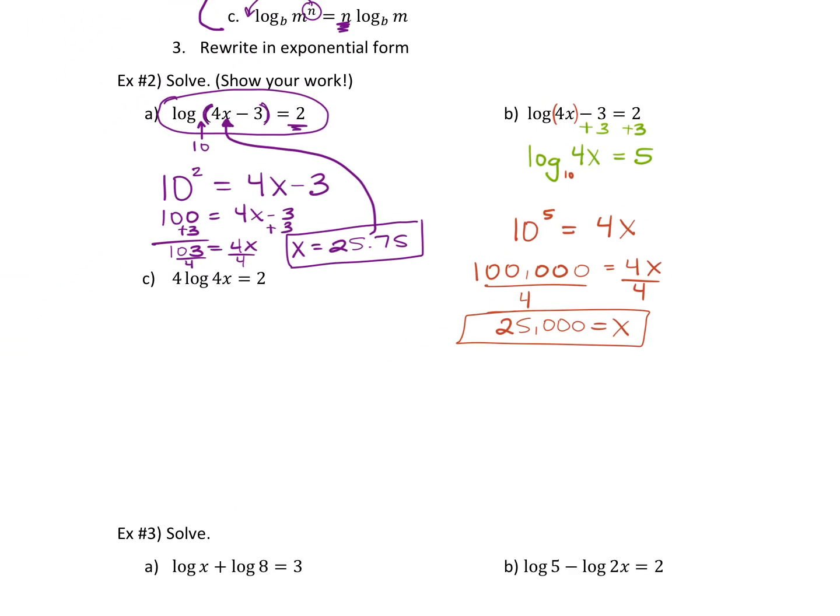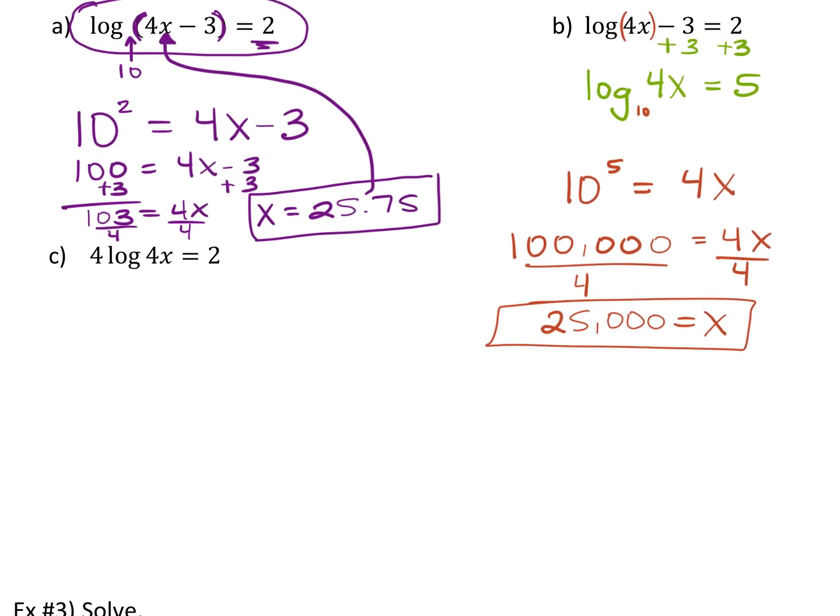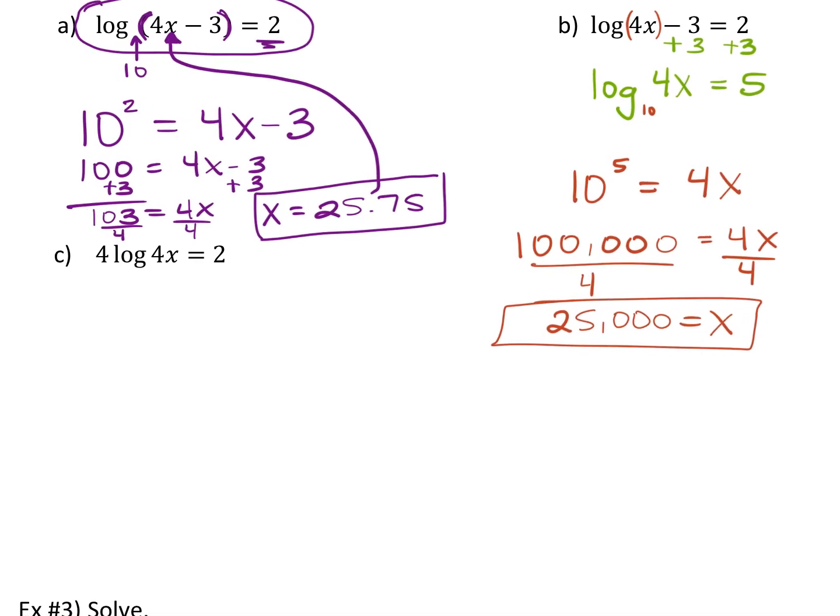Okay, look at letter C. Is this isolated? What do we need to do to isolate the log? Divide by 4. We want to get this 4 out in front, out of there. So it's the log of 4x equals, I would reduce that to 1/2.